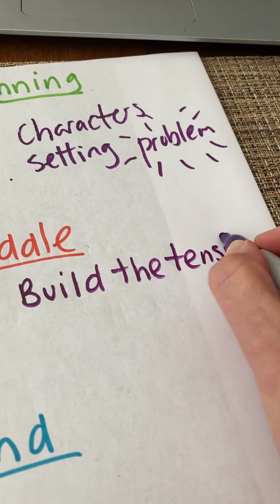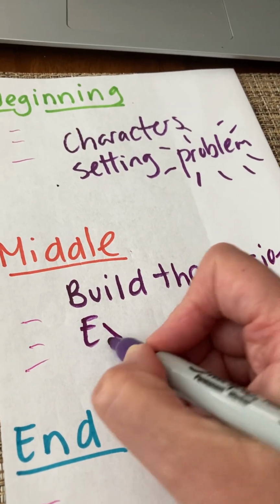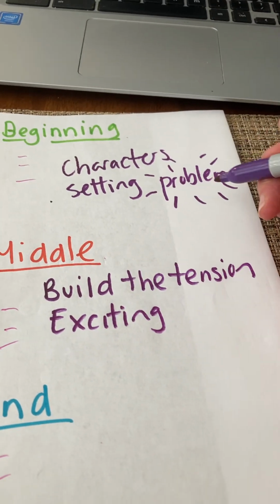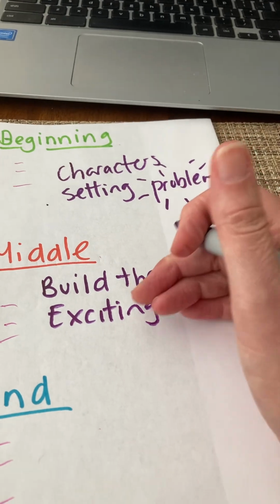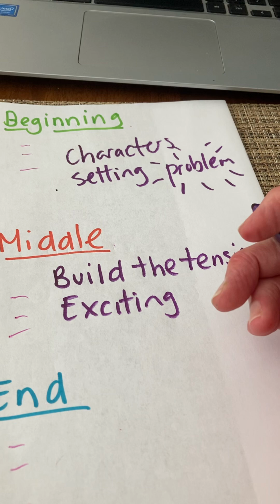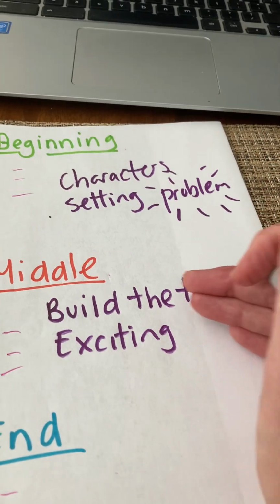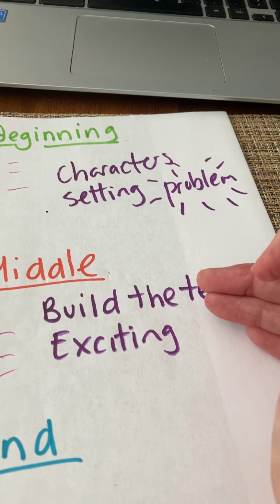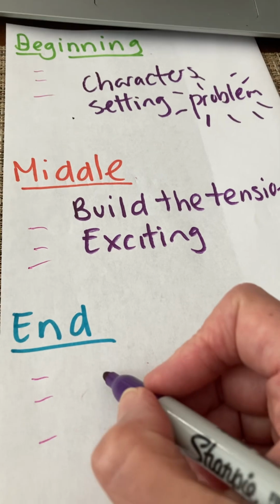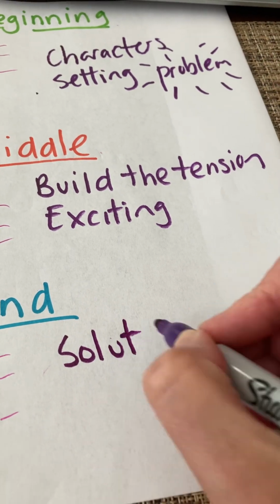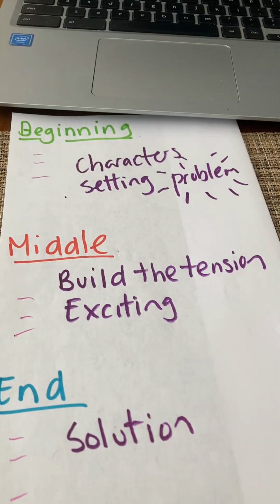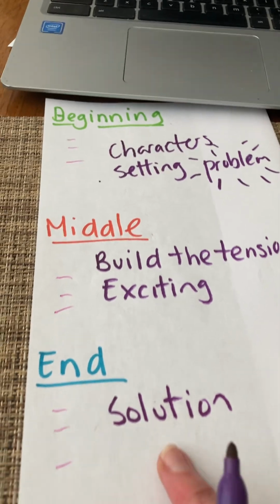Okay. You make it exciting. And the way to do that is maybe keep the problem difficult. Don't make it too easy to solve. Okay? These characters, make them have to work at it. Maybe they try something and it doesn't work quite so well. And then decide what the solution is going to be. This is where your solution is going to be. Okay? And your reader can go, whew, good solution, or didn't like that solution.